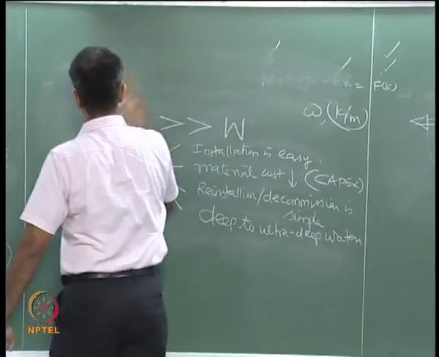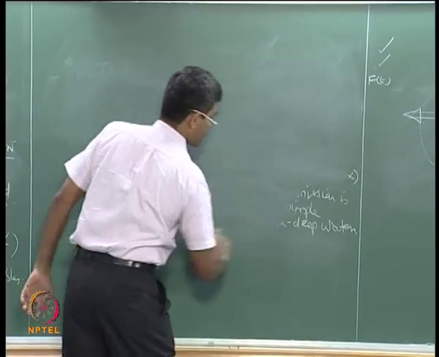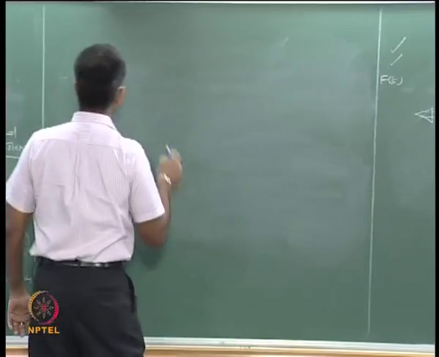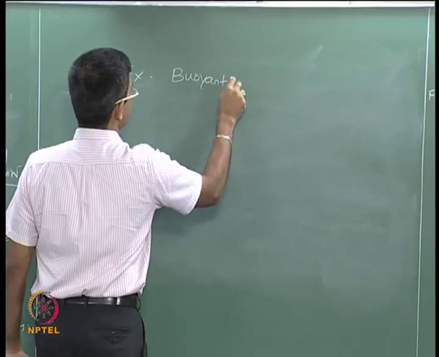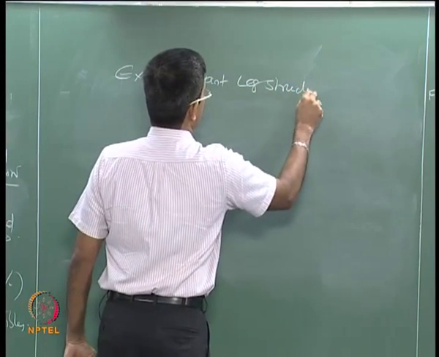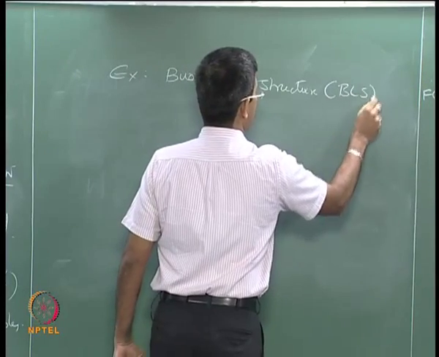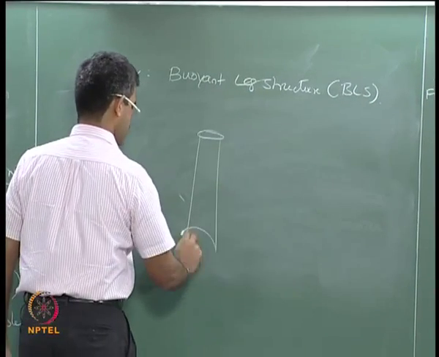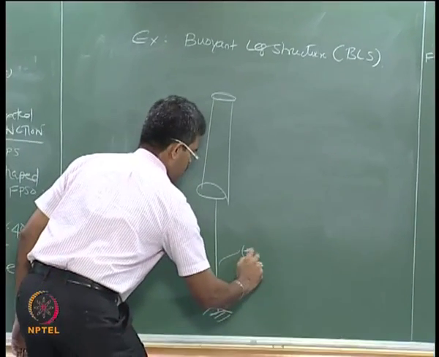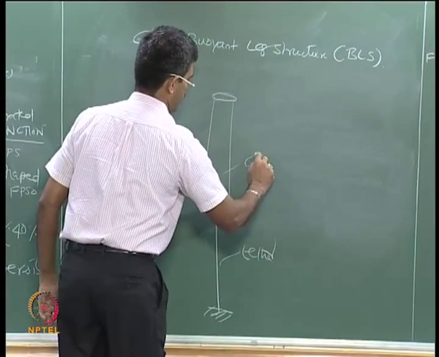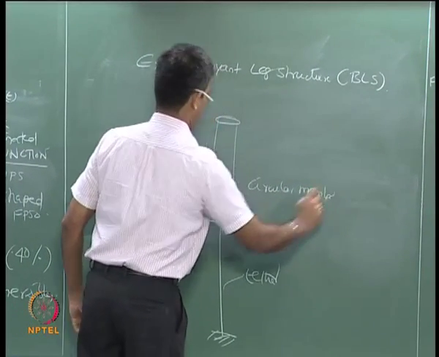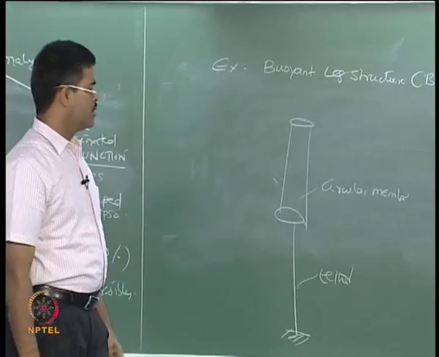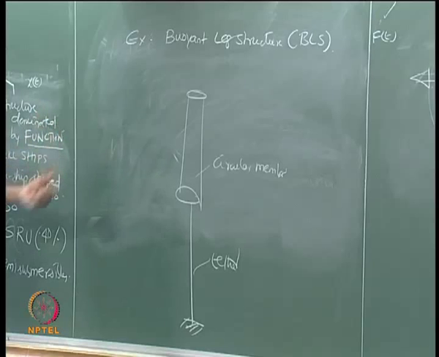Suppose I have a structural member which is compliant, maybe a buoyant leg structure, BLS. Let us consider a buoyant leg structure, which is nothing but a cylinder which is anchored to the seabed using a tether. For different purposes they have been used. Okay. For example, it can be simply a floating point observer, point buoys, etc.